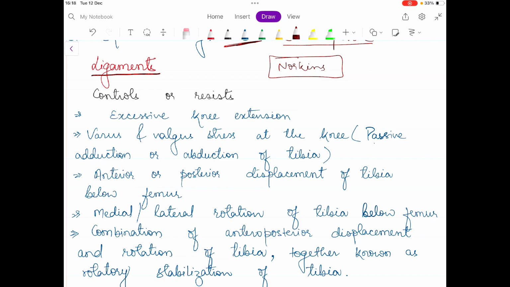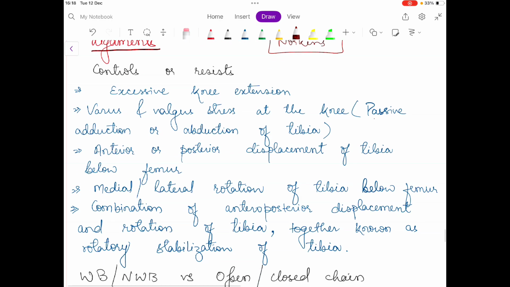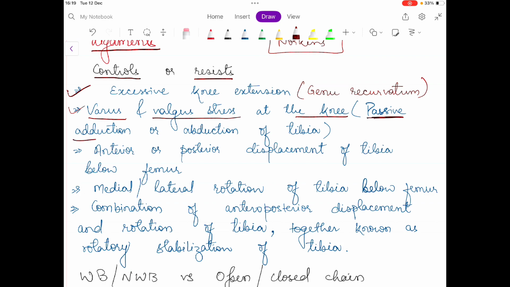Now let's talk about the ligaments. The ligaments are the soft tissue structures which control or resist excessive knee extension. Excessive knee extension is a condition known as genu recurvatum. The second function of the ligament is it controls or resists the varus or the valgus stress at the knee, during passive adduction or abduction of the tibia.